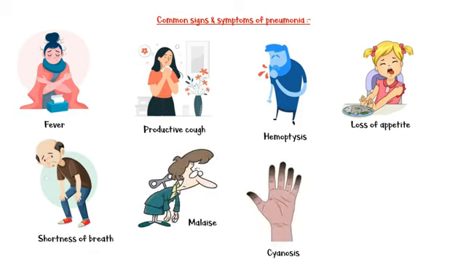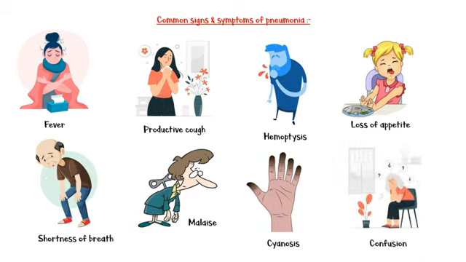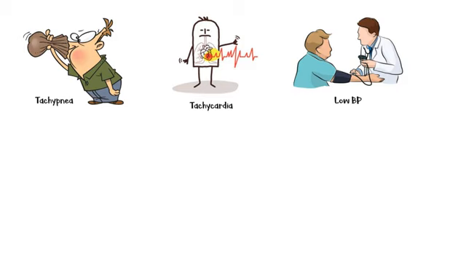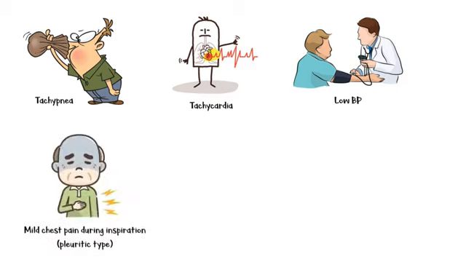Malaise. Cyanosis. Confusion. Increased respiratory rate, also called tachypnea. Increased heart rate or tachycardia. Low blood pressure. Mild chest pain during inspiration, this is known as pleuritic-type chest pain.